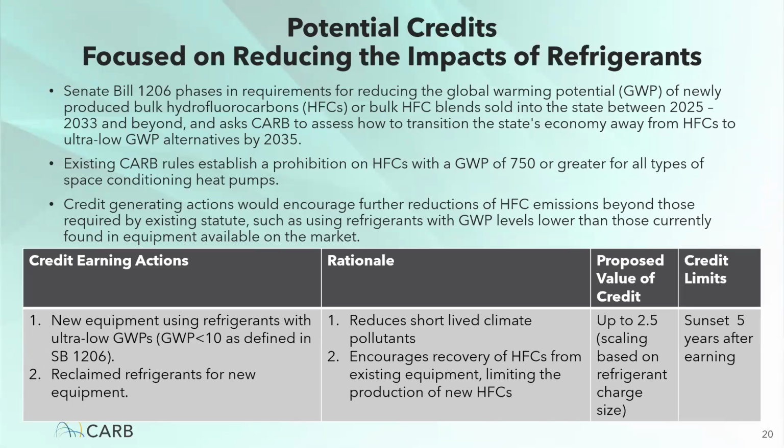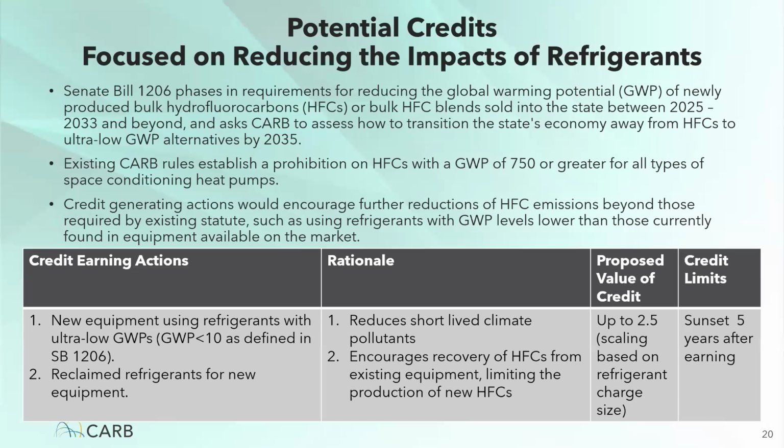Senate Bill 1206 reduces the global warming potential, or GWP, of newly produced bulk HFCs or bulk HFC blends sold into the state between 2025 and 2033 and beyond, with a 1500 GWP requirement beginning in 2030 and a 750 GWP requirement beginning in 2033. SB 1206 also asks CARB to assess how to transition the state's economy away from HFCs to ultra-low GWP alternatives, defined as having GWP values of less than 10 by 2035.